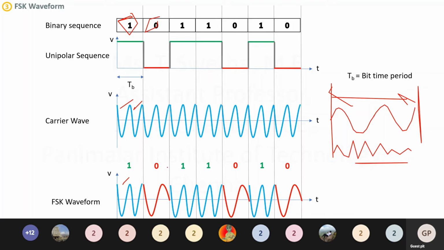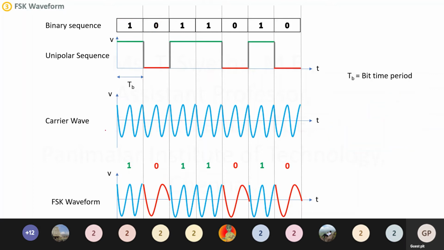So for logic 0 you got a different frequency, and for logic 1 you got a different frequency. Our aim is that for logic 1 and logic 0 you have to use 2 different carriers. That is the concept you should have known. The logic 1 carrier frequency is called the mark frequency and the logic 0 frequency is called the space frequency. These 2 points you can remember.